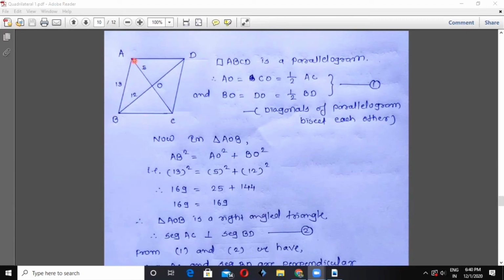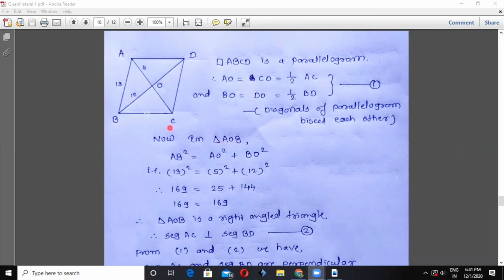Now as we know the property of a parallelogram, that diagonals of a parallelogram bisect each other. That's why diagonal AC makes two equal parts of diagonal BD and diagonal BD makes two equal parts of diagonal AC. So by that we can write AO is equal to CO is equal to 1/2 AC. That means both of these parts AO and CO will be half of diagonal AC. Similarly, BO is equal to DO is equal to half of diagonal BD. I will call this equation number 1, and the reason is diagonals of a parallelogram bisect each other.